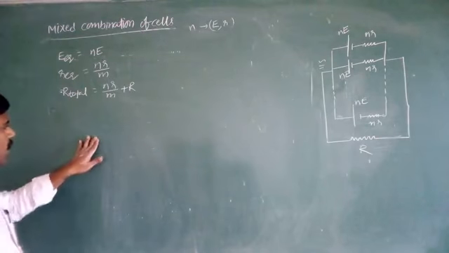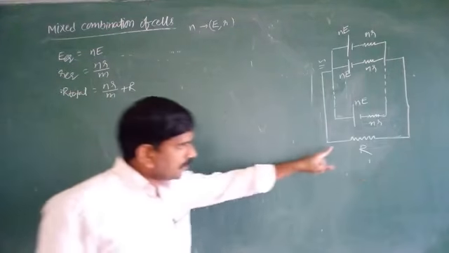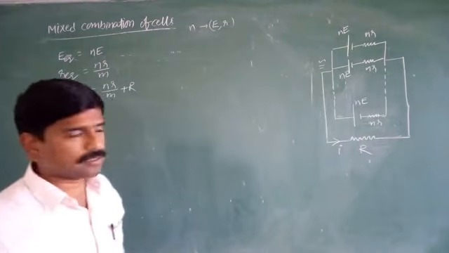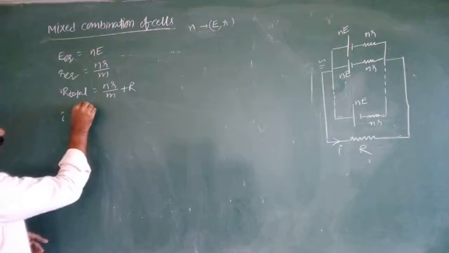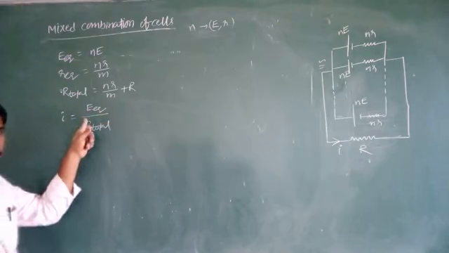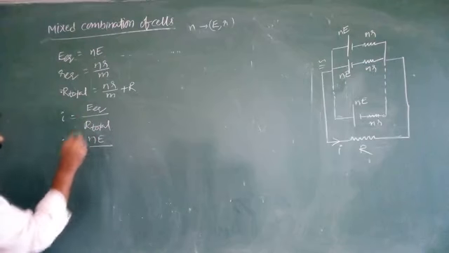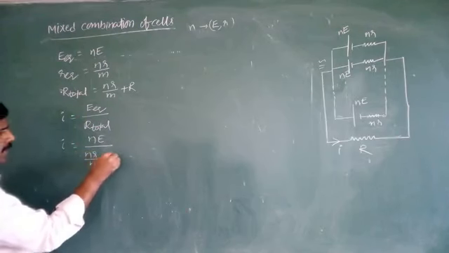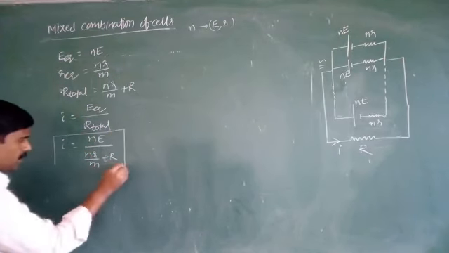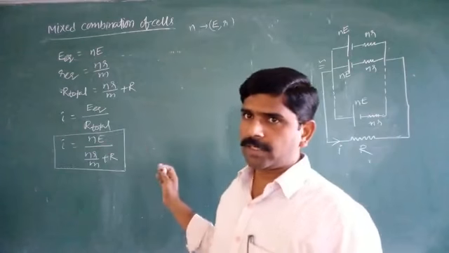So then what is the current passing through the external resistor? I would like to consider that I is the current passing through that external resistor. Therefore, I is equal to E equivalent by R total. Therefore, I is equal to nE by R total, which is nE divided by (nr by m plus capital R). This is the current passing through the external resistor.